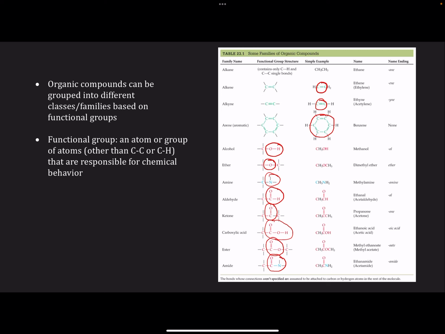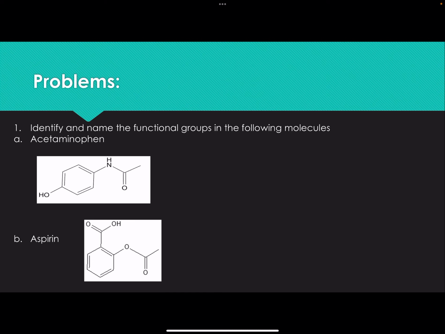You need to have your functional groups memorized. You need to recognize the atom grouping and the corresponding family name. One of the things we need to be able to do in this chapter is identify functional groups in the following molecules. And it takes practice.